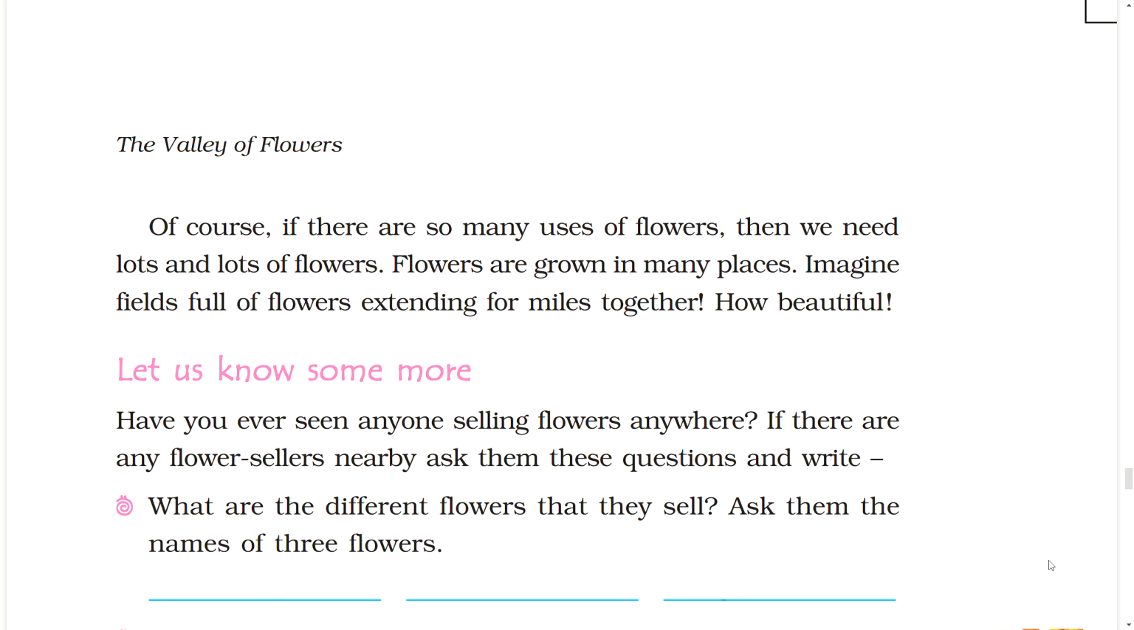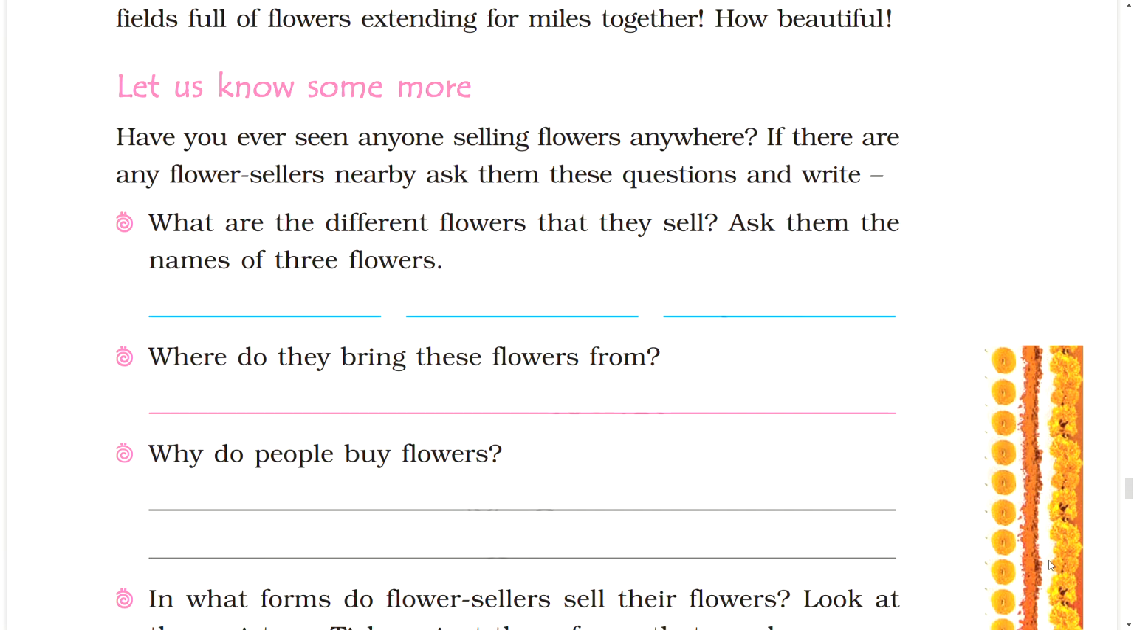Of course, if there are so many uses of flowers, then we need lots and lots of flowers. Flowers are grown in many places. Imagine fields full of flowers extending for miles together. How beautiful. Let us know some more.